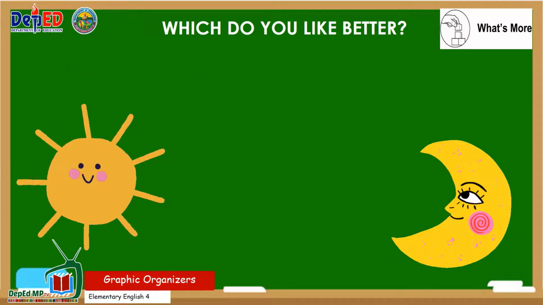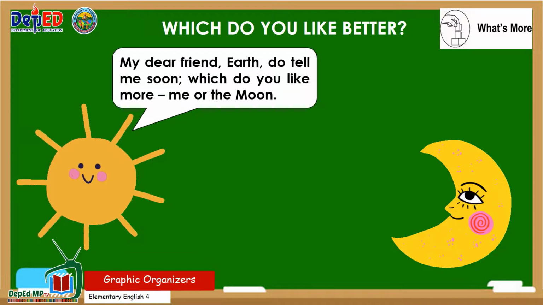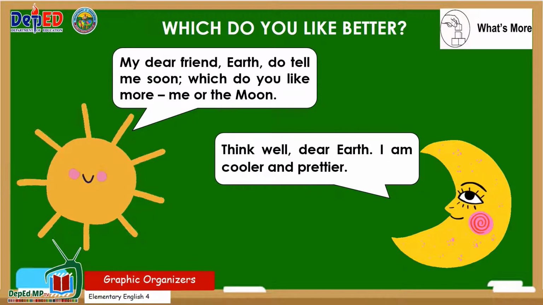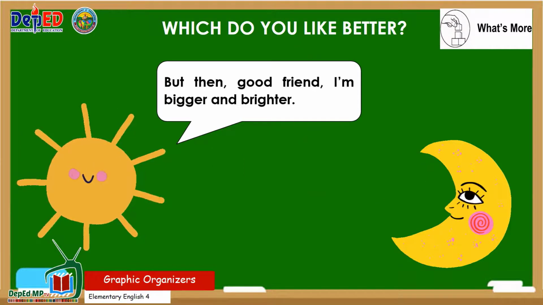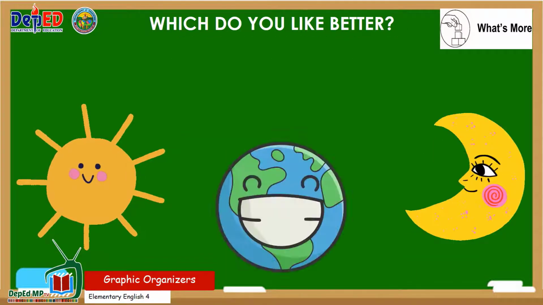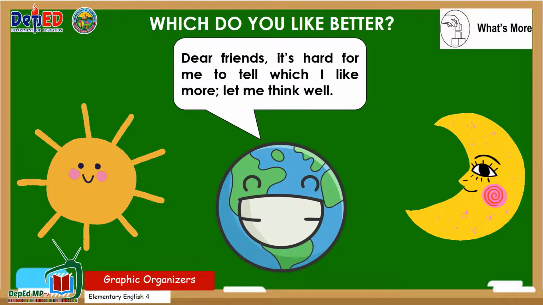Which do you like better? One day, the sun said, "My dear friend Earth, do tell me soon, which do you like more, me or the moon?" And the moon answered, "Think well, dear Earth. I am cooler and prettier." The sun again answered, "But then, good friend, I am bigger and bright." The Earth said, while wondering, "Dear friends, it's hard for me to tell which I like more. Let me think well."